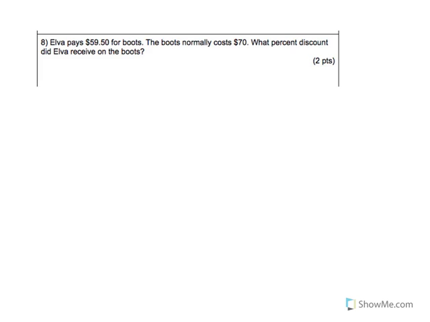All right, number 8. Elva pays $59.50 for boots. The boots normally cost $70. What percent discount did Elva receive? So I know what was paid, I know the original, and I know what I'm trying to find is the percent discount. There's two ways that you could think about this.